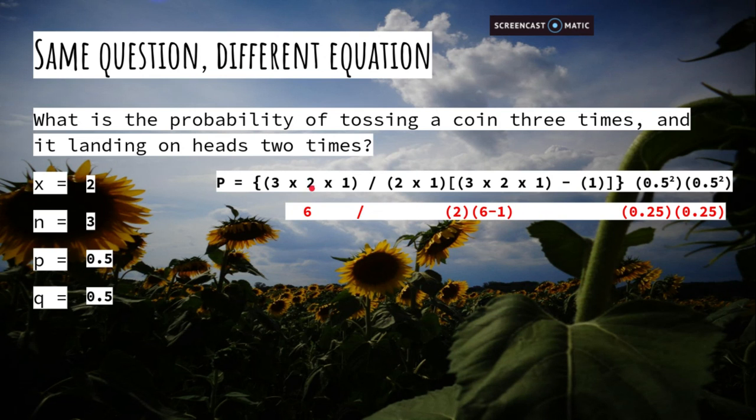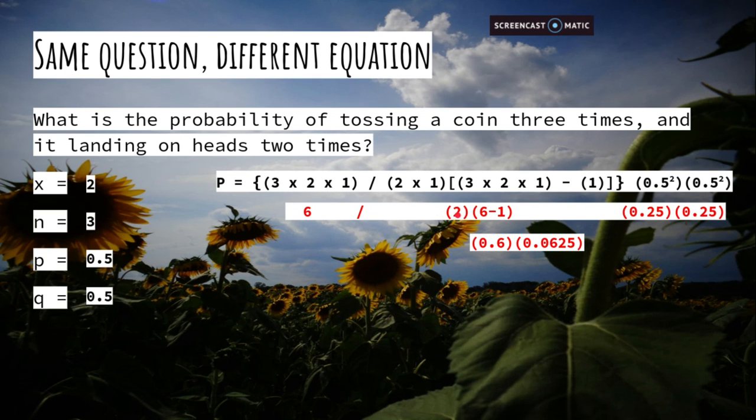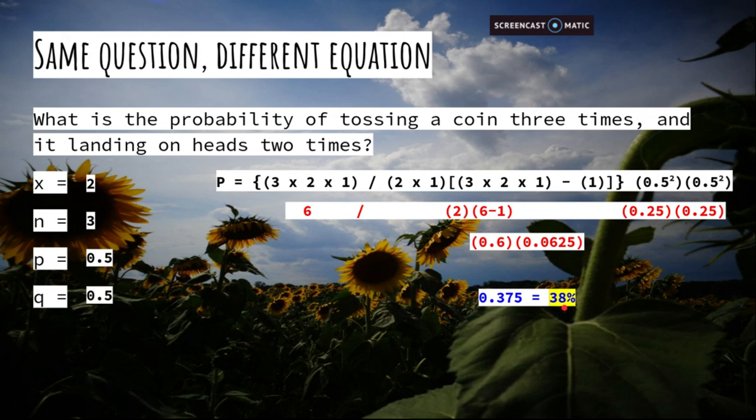Then this comes out to be 6. This comes out to be 2, and then 6 minus 1, and then 0.25, 0.25, and then 2 times 5. This ends up being 2 times 5, which is 10. 6 divided by 10 is 0.6. 0.25 times 0.25 is 0.0625. 0.6 times 0.0625 is 0.375, which equals 38%. Also, it could be 37.5%, depending on what your answer needs to be.